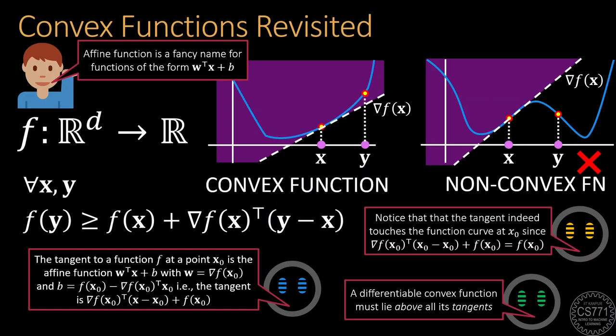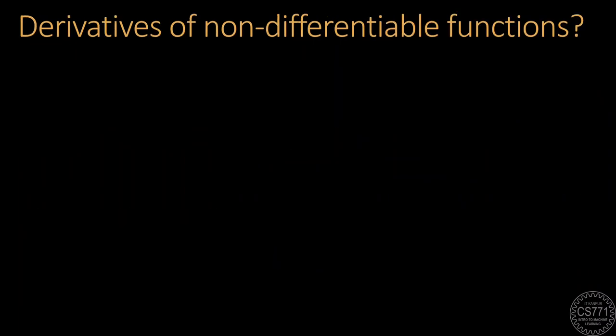This gives us a mathematical definition of a differentiable convex function in terms of its derivatives. For every pair of points x and y, we must have f of y greater than f of x plus gradient of f transpose y minus x. That is, the function value at y must be greater than the value at y of the tangent at x. Now you must be wondering, why are we talking about differentiable convex functions in a video about non-differentiable functions? Just wait a moment and you will see why.